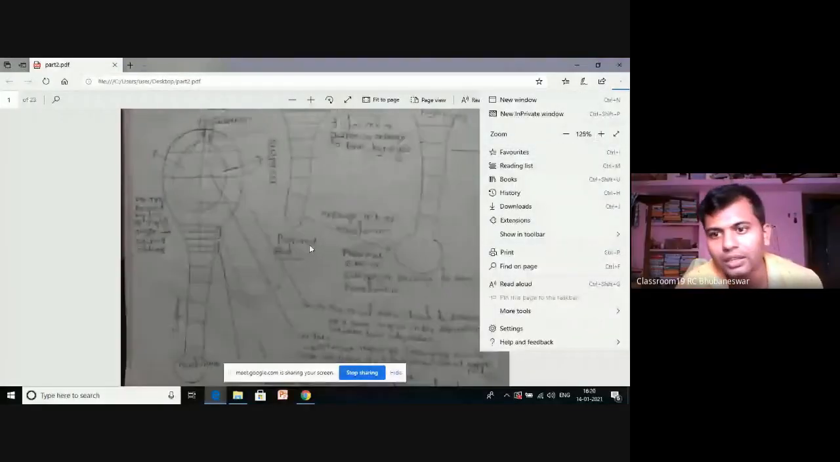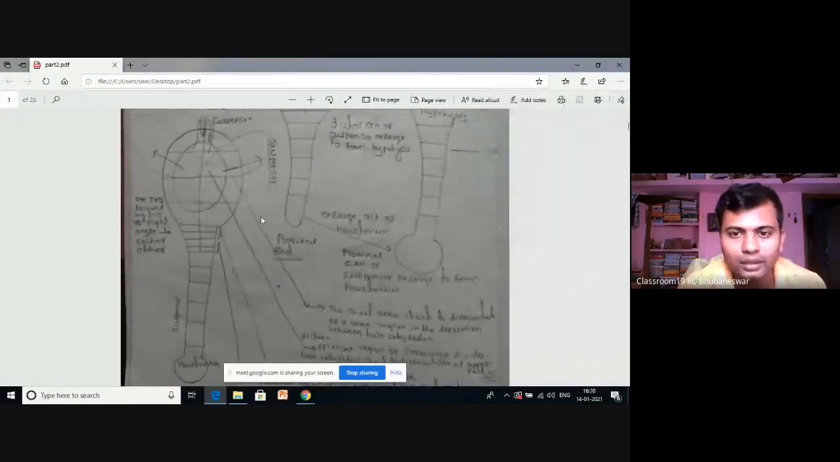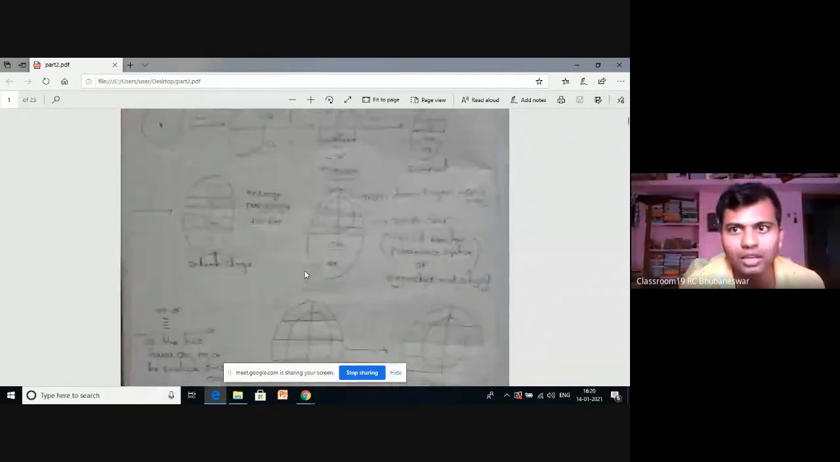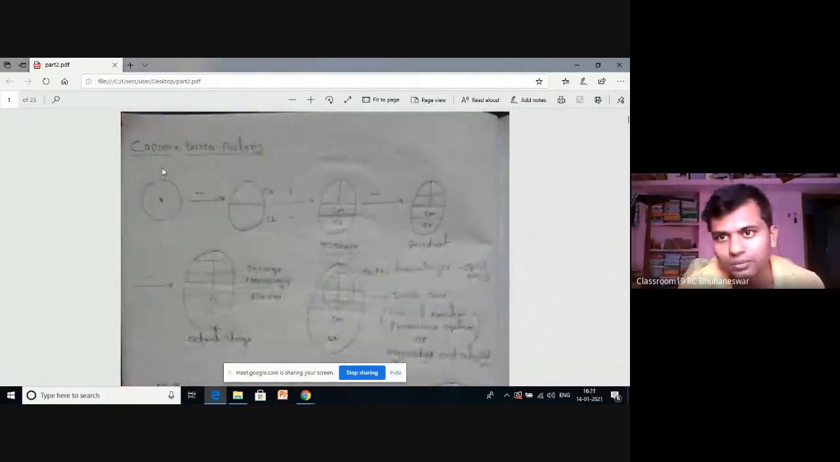Now this is the embryo development in the dicot. For the dicot we take the example of Capsella bursa-pastoris.